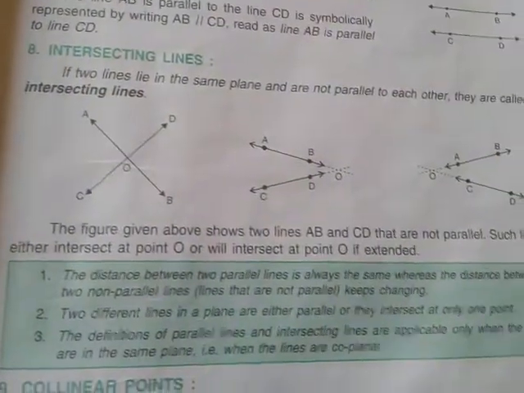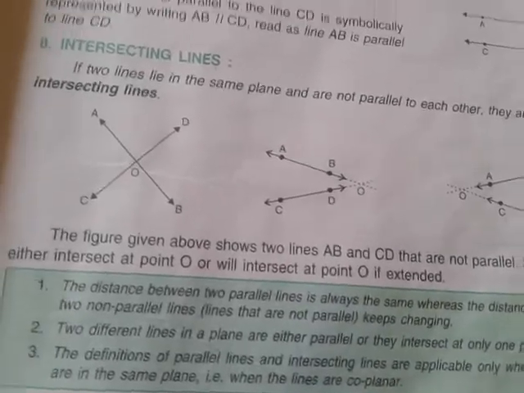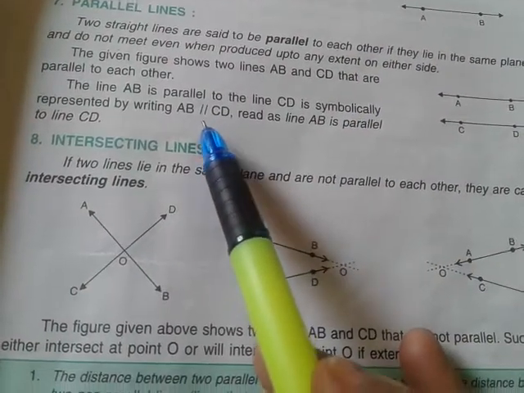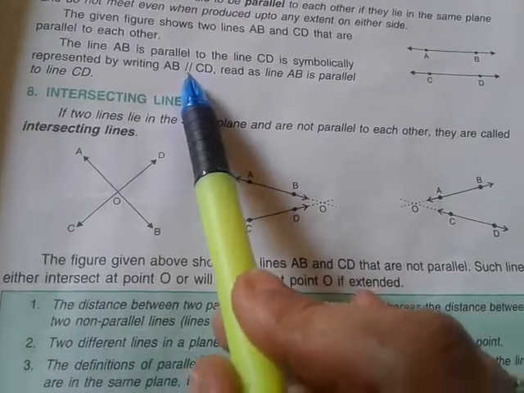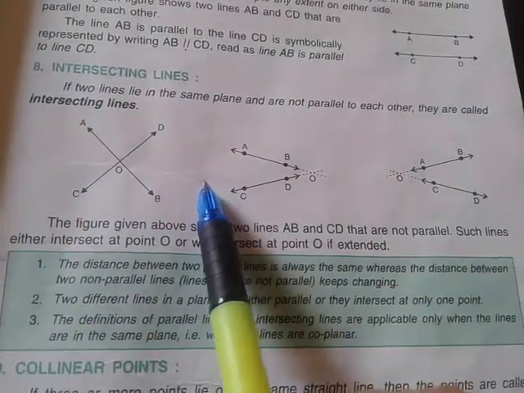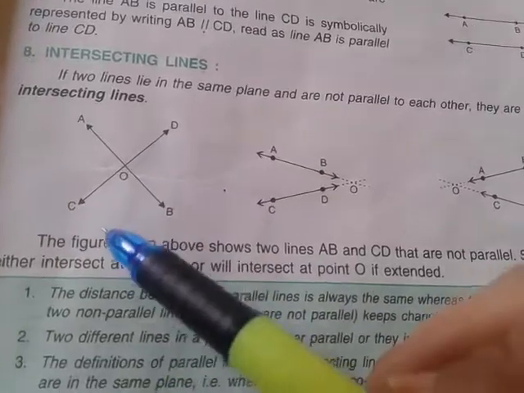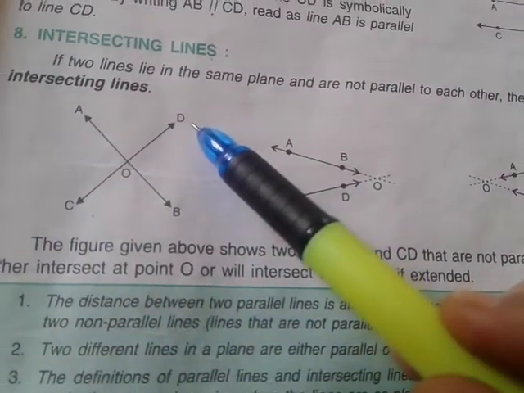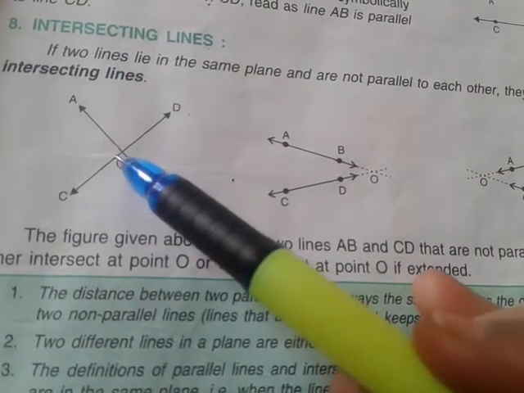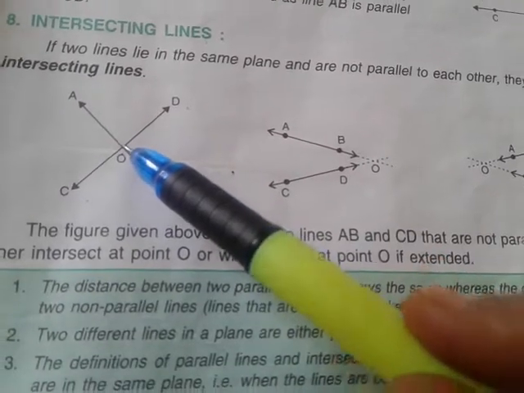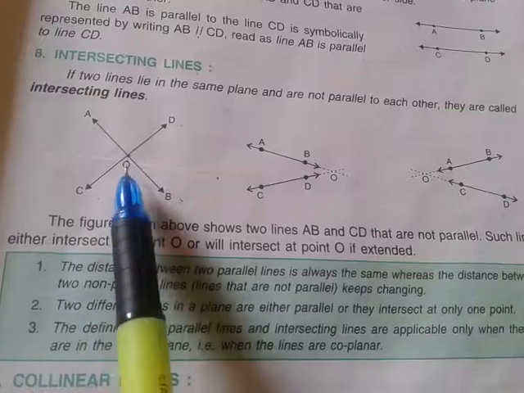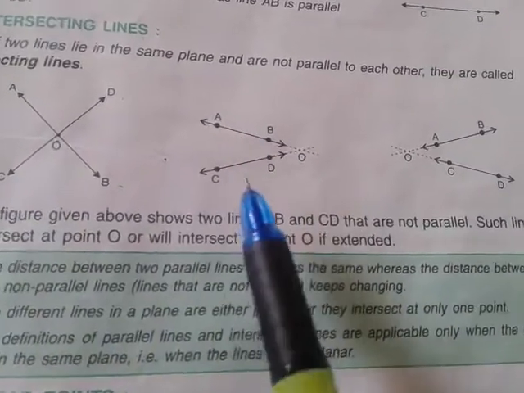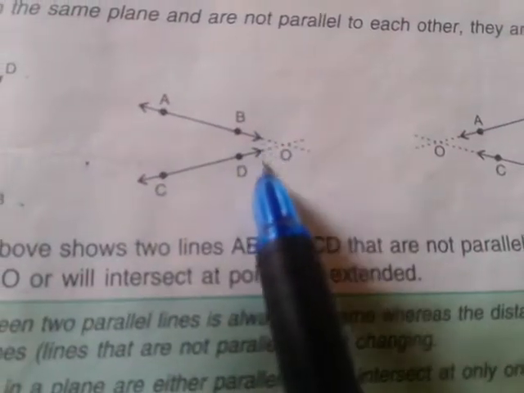So there is no particular symbol, children, to show it. Like in parallel, we have this symbol, right? So there is no particular symbol for showing intersecting lines. So we have to directly write that line CD is intersecting line AB at this point. So this point O is called the point of intersection.